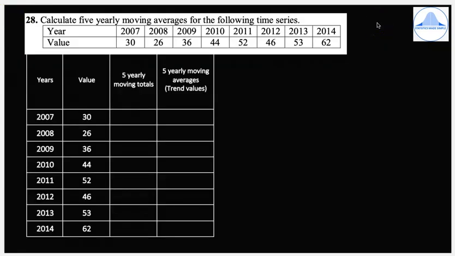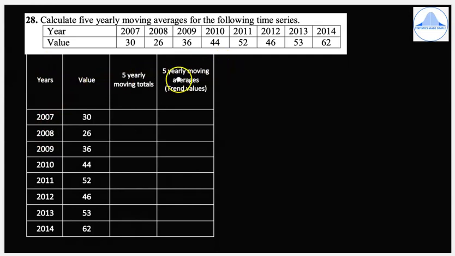Twenty-eighth question. Calculate 5 yearly moving averages for the following time series. The years are 2007, 2008 up to 2014. Then the corresponding values are 30, 26, 36, 44, 52, 46, 53 and 62. So the given table, I have written it in a column format. So in the first column we have the years, in the second column we have the Y values.